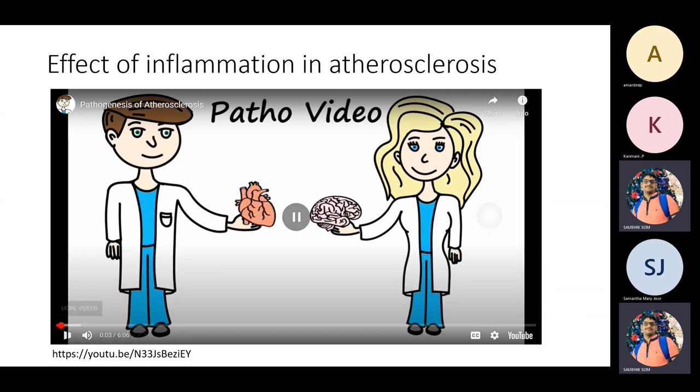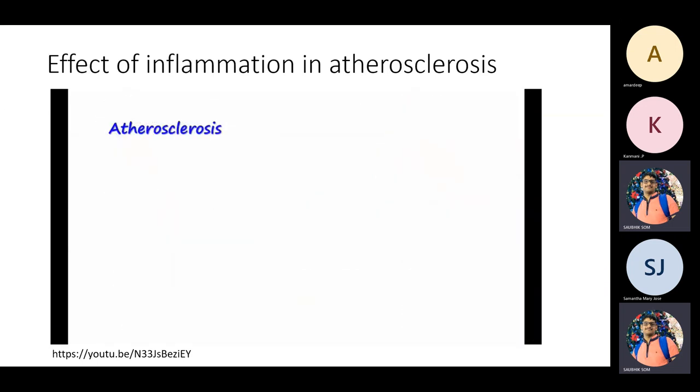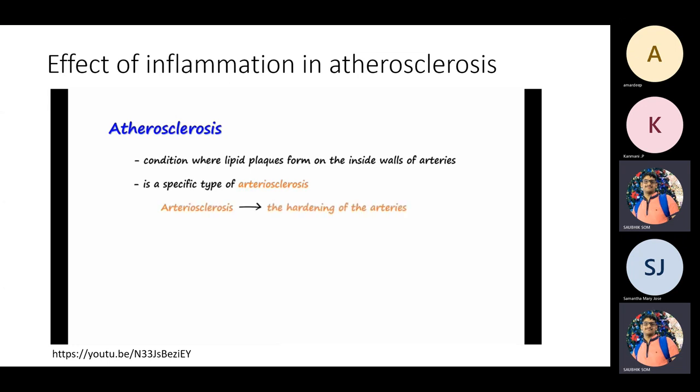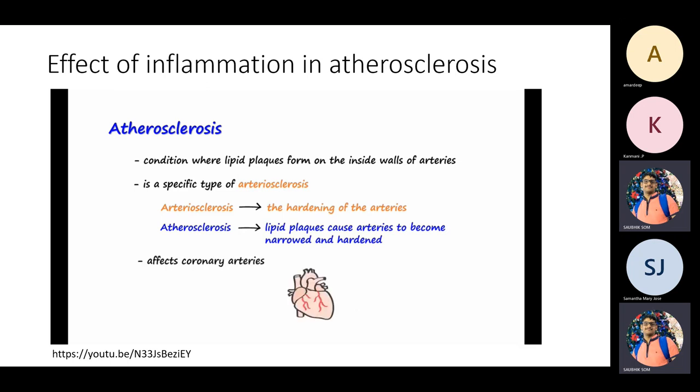Welcome to another Patho video. The topic of this video is atherosclerosis. Atherosclerosis is a condition where lipid plaques form within the walls of arteries. It is a specific type of arteriosclerosis, which is the generalized condition of hardening of arterial walls, whereas atherosclerosis is specific to the buildup of lipids that cause arterial walls to narrow and restrict blood flow. Atherosclerosis can be especially dangerous for the heart, since it often affects coronary arteries, which supply oxygen and nutrients to the heart. In severe cases, when blood flow through the coronary arteries is cut off, a heart attack, also known as a myocardial infarction, can occur, where heart cells or cardiac myocytes are deprived of oxygen and may die.